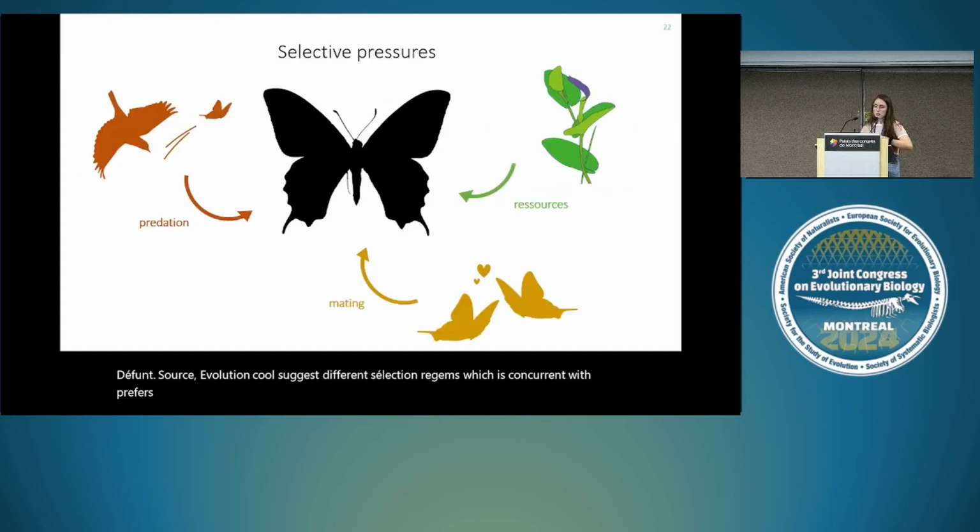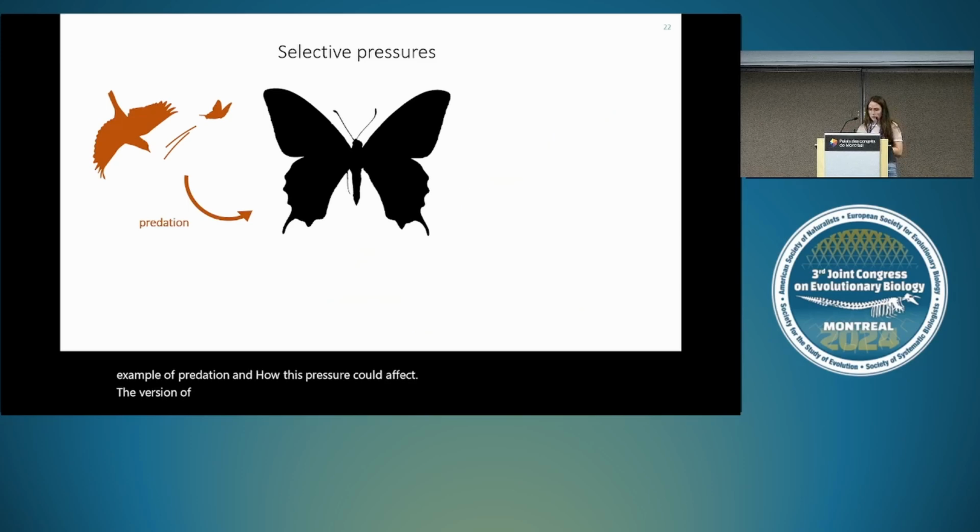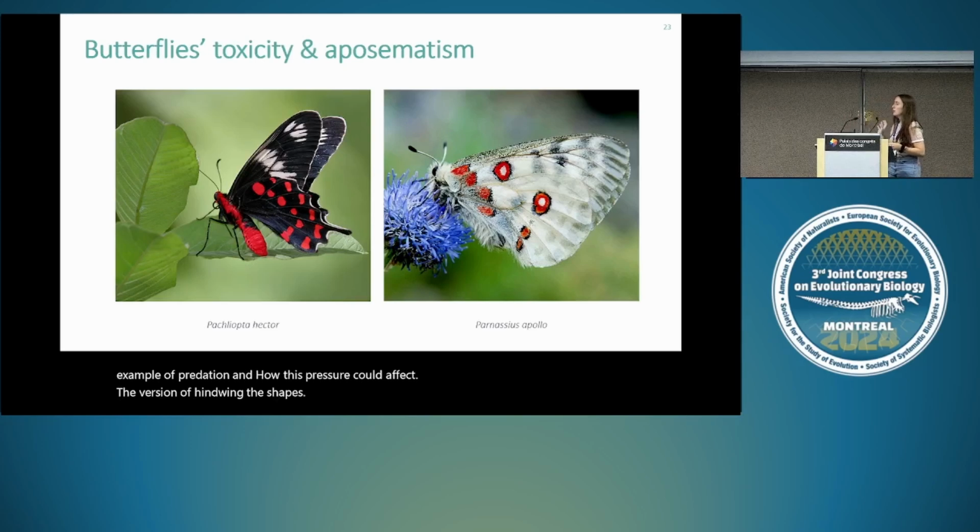But if the evolution of hindwing shape is less driven by aerodynamic constraints, what are the other evolutionary determinants? And today I would like to focus on the specific example of predation and how this pressure could affect the evolution of hindwing shape, with the example of the aposematism signal.